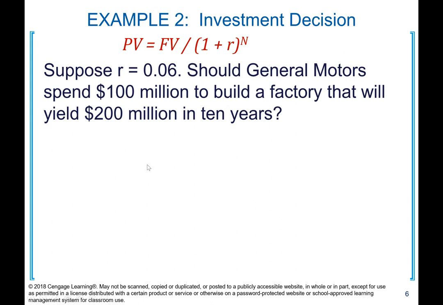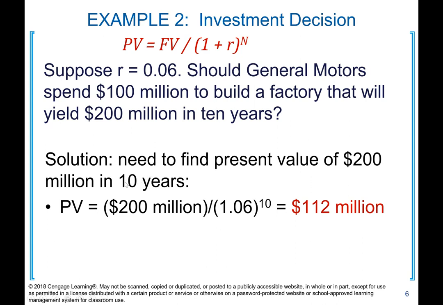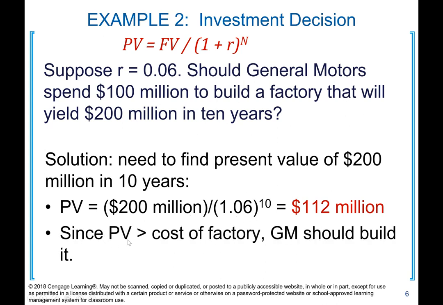Future value formula. Okay. Suppose interest is 6%. Should General Motors spend $100 million to build a factory that will yield $200 million in 10 years? The solution, we need to find the present value of that $200 million in 10 years. And the present value, using the present value formula, yields $112 million. If you're asked to spend $100 million for an investment that is worth $112 million, I think that's a good deal. Since the present value is greater than the cost of the factory, GM should build it.